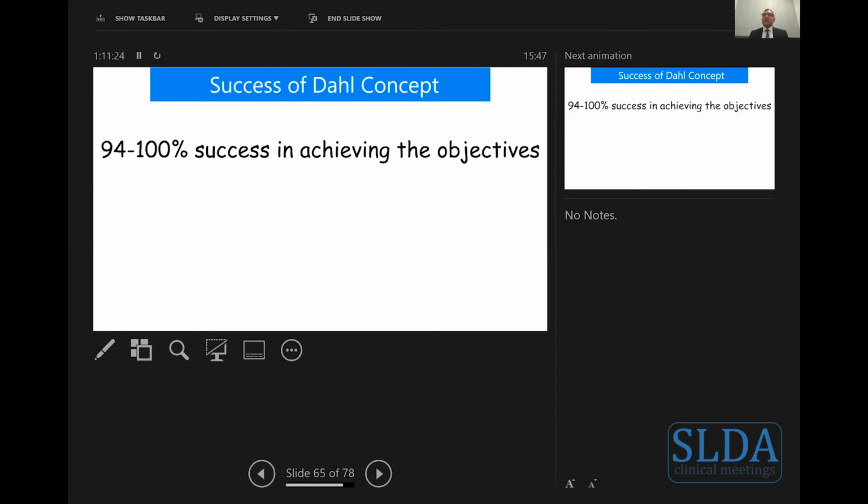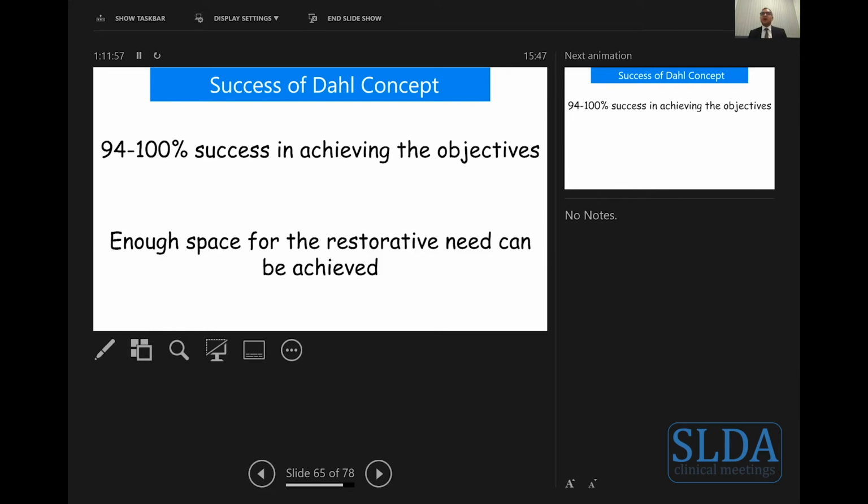Having said that about literature and research behind Dahl, the Eastman Group has done a considerable amount of work on it, and they have actually looked over a period of 10 years to see what happens in these kinds of cases that they have built with composite resins. And they say 94 to 100% of the time the objectives were achieved. What were the objectives? To protect the teeth, replace the form and function of the teeth, and also stability of the occlusion as well. They were achieved. Let's see how that was achieved.